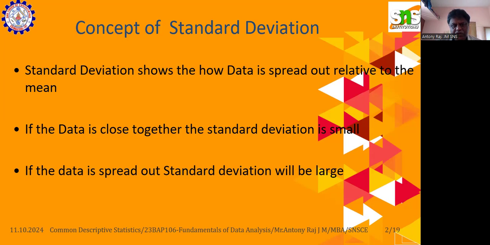Now, if the data set is close together, the standard deviation is definitely going to be small. And if the data is spread out, the standard deviation is going to be very large. So this is a simple understanding we can definitely have.